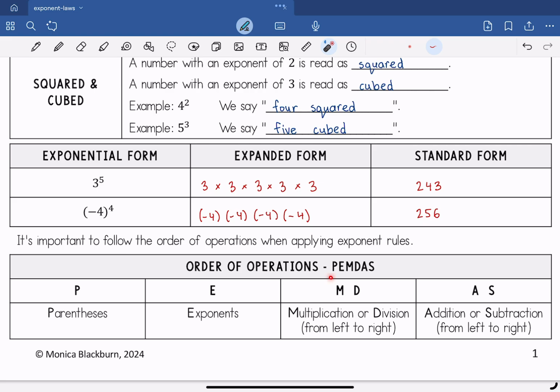When you are applying the exponent rules, it's important to follow the order of operations. An acronym we use to help us remember the order of operations is PEMDAS. P, which is the very first thing you would do, is parentheses, E for exponents, followed by MD, multiplication or division, depending on what comes first from left to right. And finally, AS for addition or subtraction, whatever comes first from left to right.